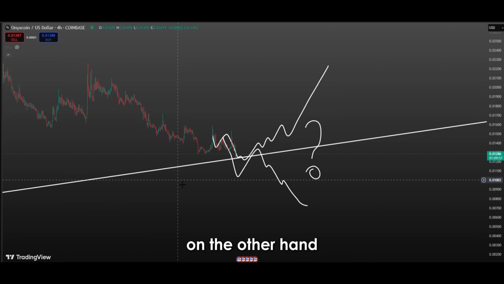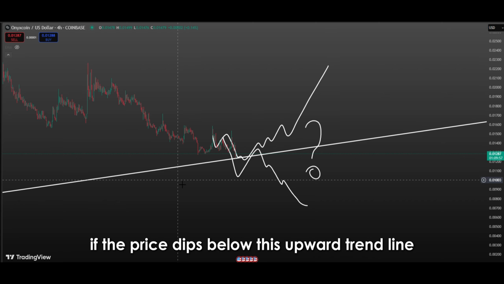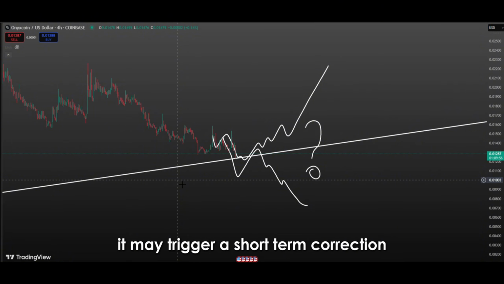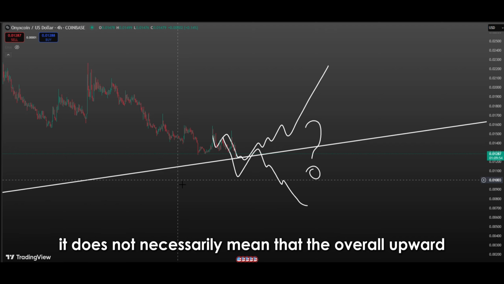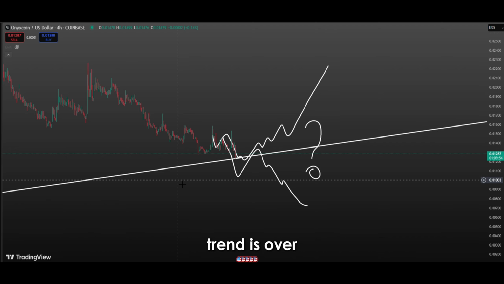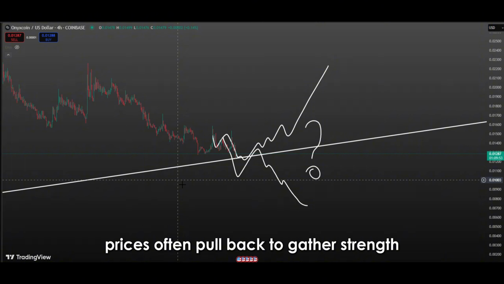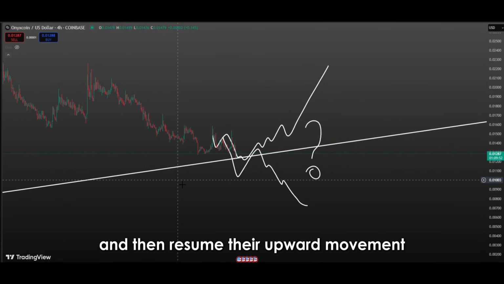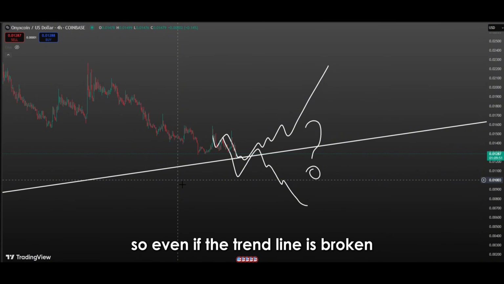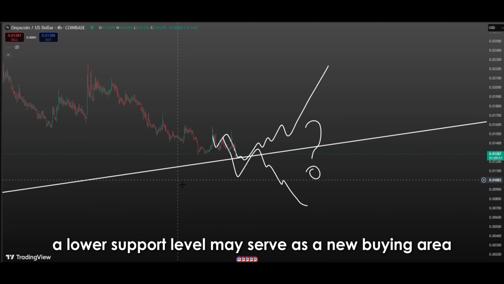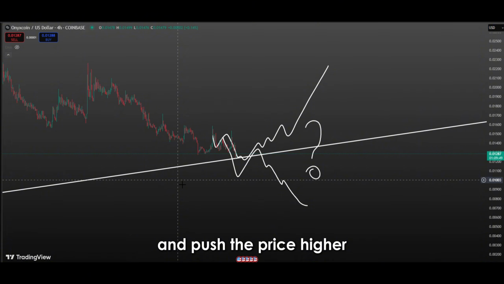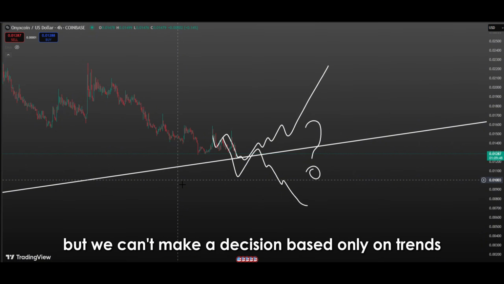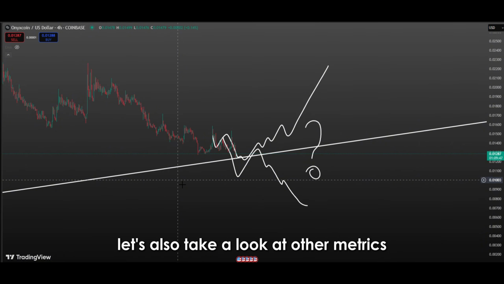On the other hand, if the price dips below this upward trend line, it may trigger a short-term correction. However, even in this case, it does not necessarily mean that the overall upward trend is over. Prices often pull back to gather strength and then resume their upward movement with greater momentum. So even if the trend line is broken, a lower support level may serve as a new buying area and push the price higher. But we can't make a decision based only on trends. Let's also take a look at other metrics.